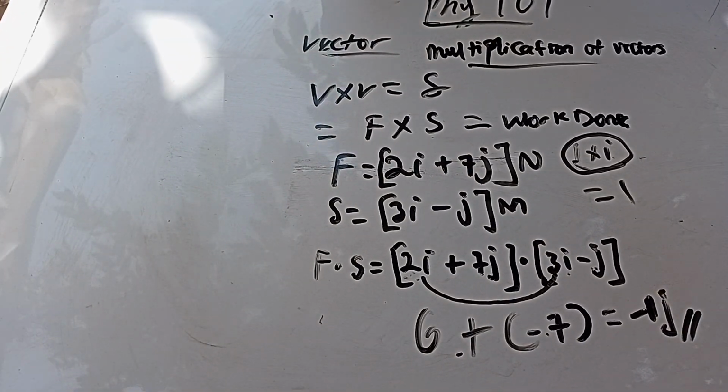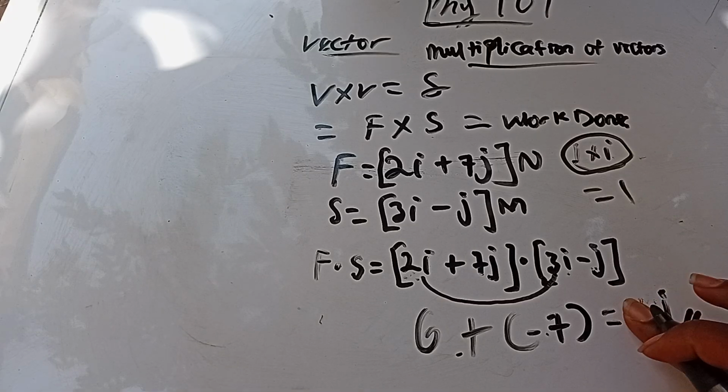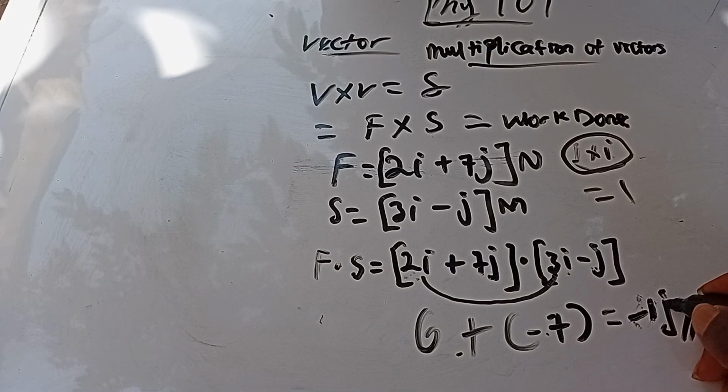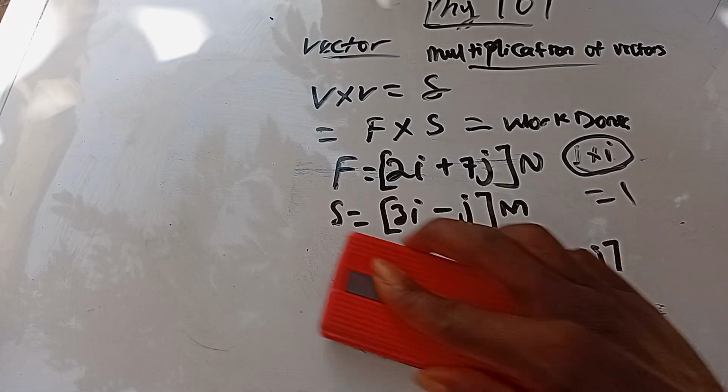Is that clear? That means the work done is negative. The work done on the body, is it the work done on the body, or the work done is just negative? There's an English word I want to use there, but it's not coming. So we have minus 1 joule as our work done. So that's how to use dot products. Now let's check another question on dot product before we move to cross product.